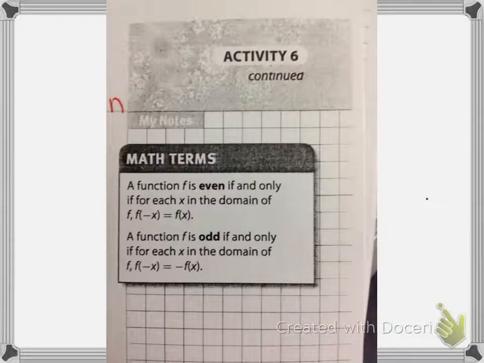Okay, so the next thing we're going to look at is on the same page. It's this little box up in the right-hand corner that says math term, and this gives us an algebraic definition of even and odd. So I'm going to take these 2 definitions and move them to the next page on question 8 and 9.